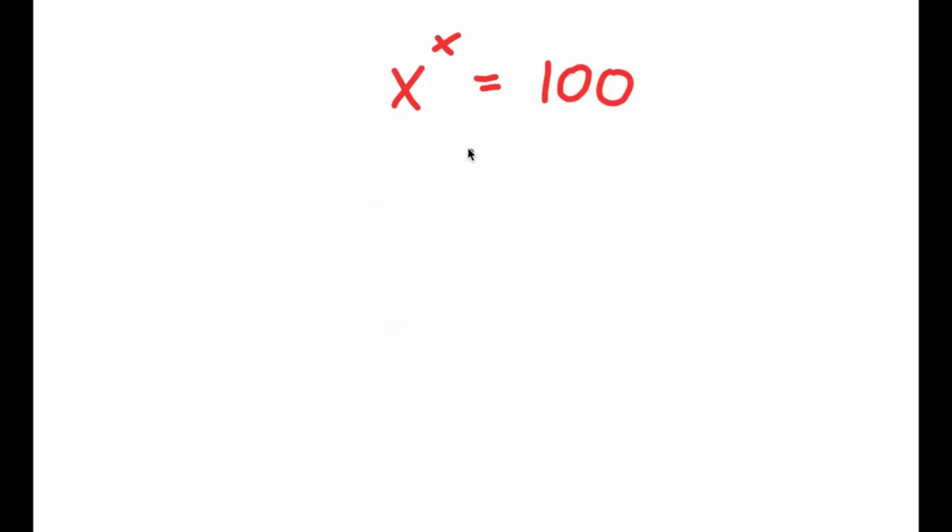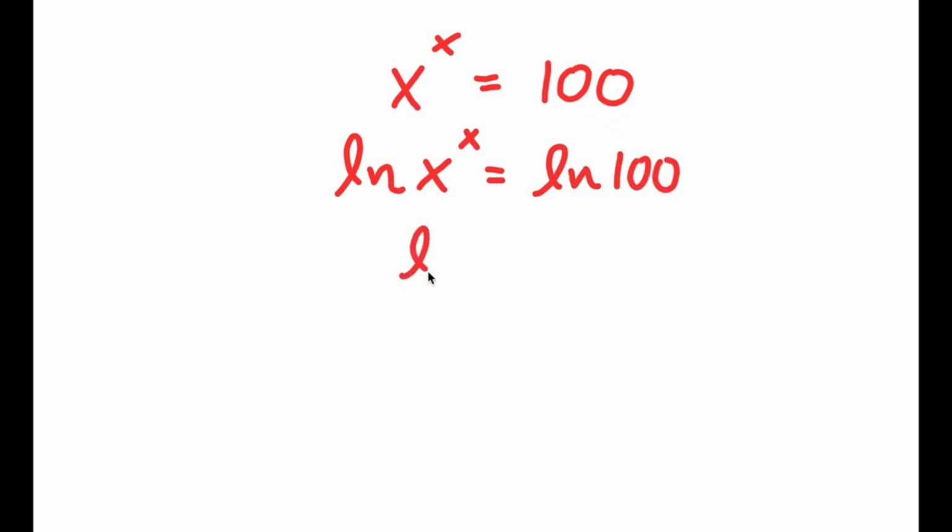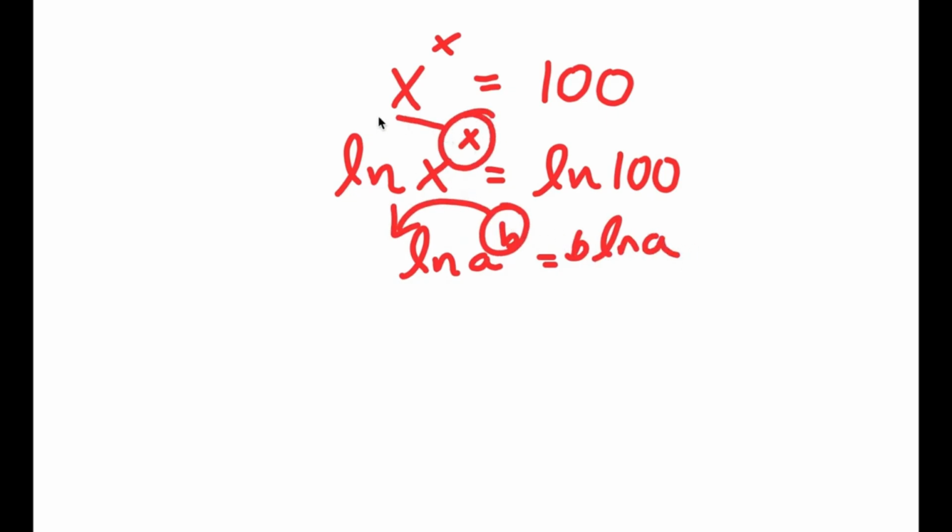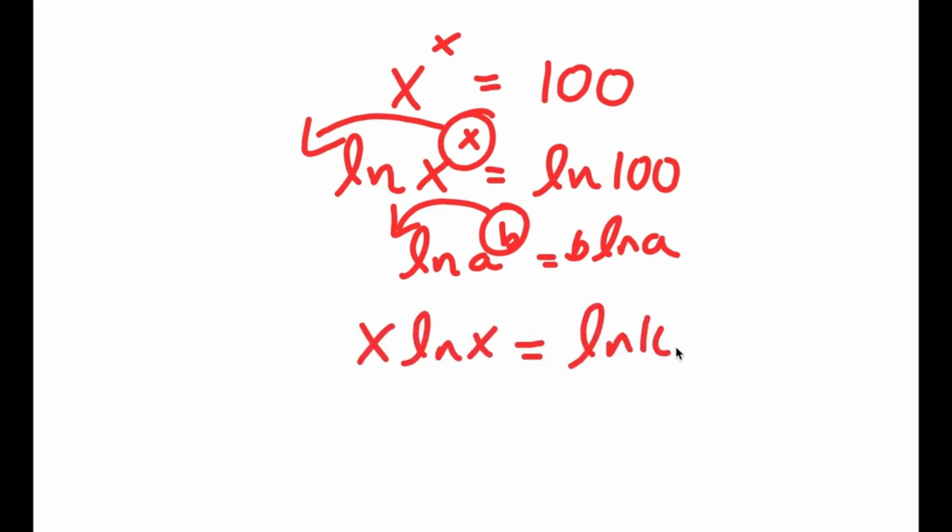Alright, so in this problem, I have x to the power of x is equal to 100. So I'm going to first start by taking the natural log, or ln, on both sides. So I have ln of x to the power of x is equal to ln 100. Now, if I have something in the form ln of a to the power of b, I can move this b to the front. So this is going to equal b times ln a. So for ln of x to the power of x, I can move x to the front, and I'm going to get x times ln x is equal to ln 100.